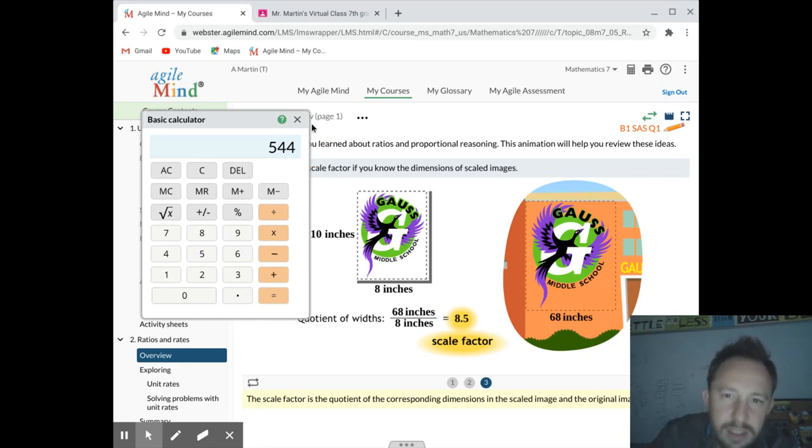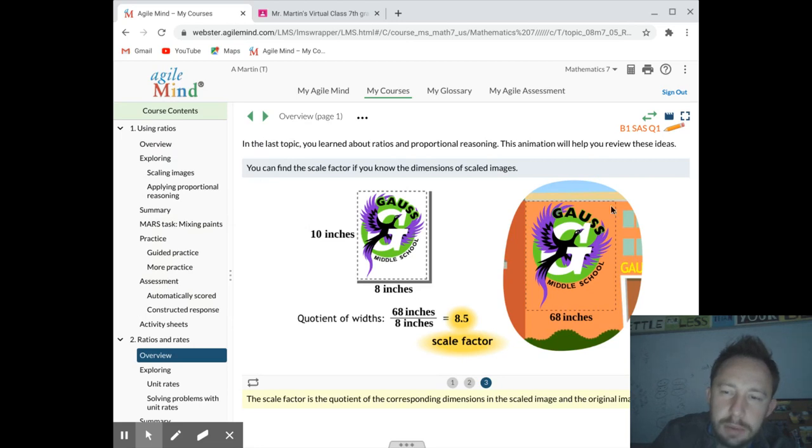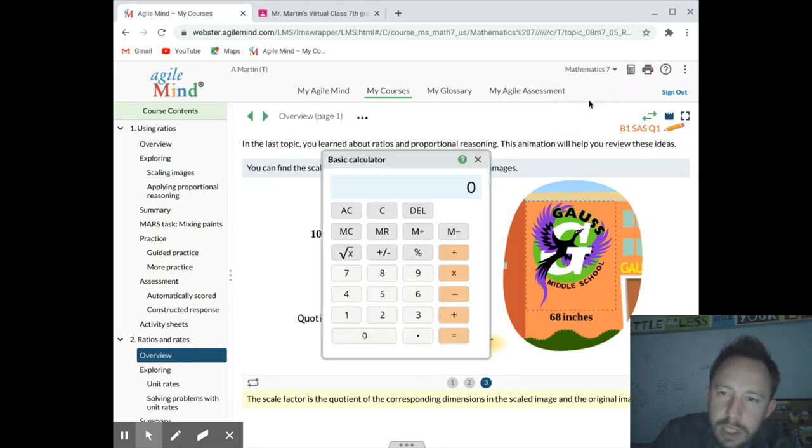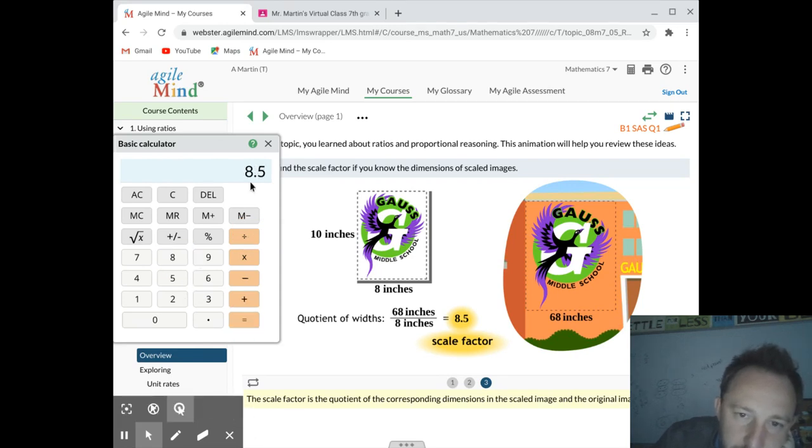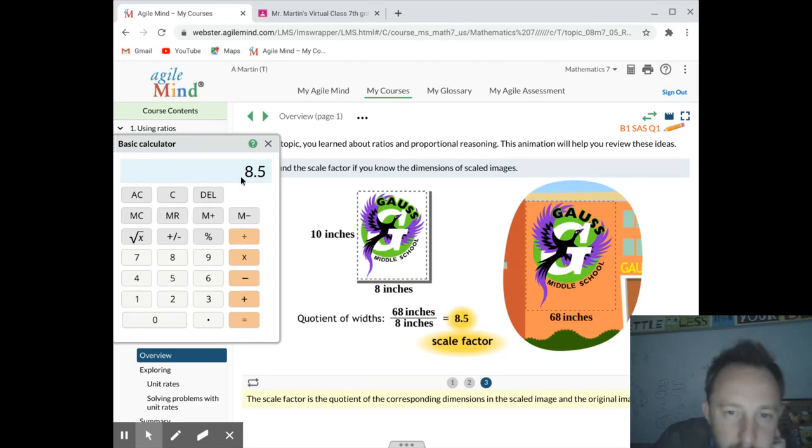You have to divide. Yeah. All right, so Lainey, tell me what you think we're going to do. What did they do? They divided 68 by 8. That's right. And the reason they did that is because they're trying to find the height that they should make this. So we're doing 68 divided by 8, just like Lainey said, and we get 8.5. Now, since we found that the scale factor is 8.5, Lainey, what would you do to determine what this measurement would be?